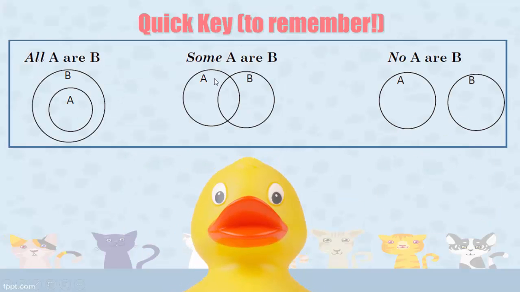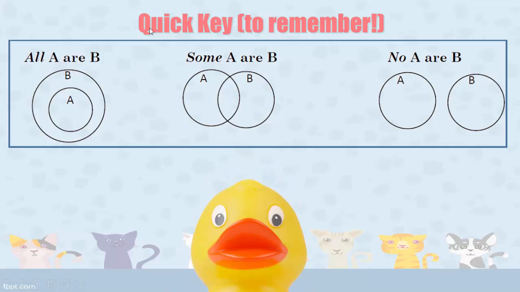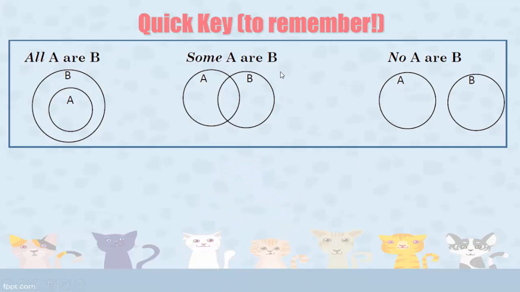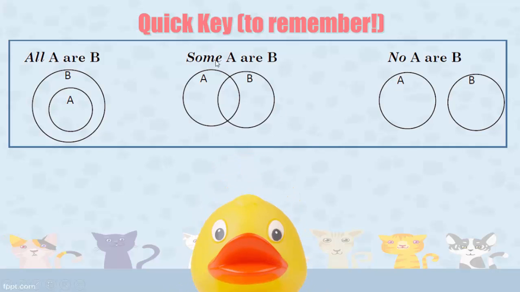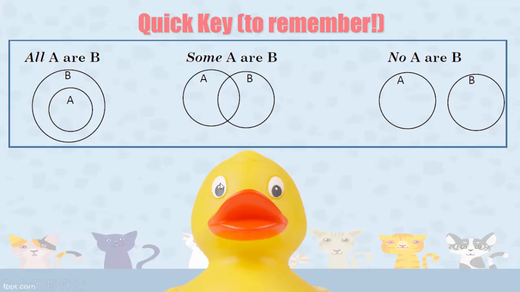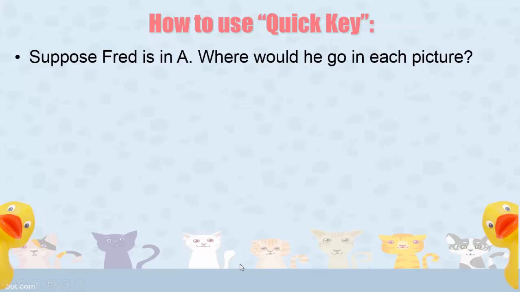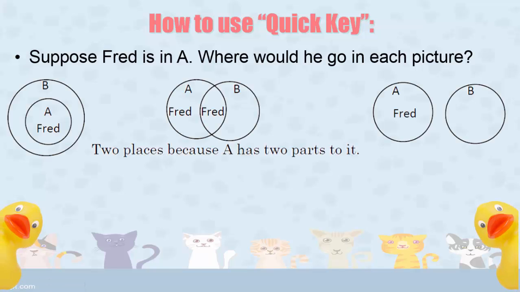So here is a little key to help give you hints on how Euler diagrams work. Here's the all statement, here's the some statement, some A are B, and then here's no A are B. Let's see how we could use our quote-unquote quick key. So suppose Fred is in A. Here's where he would go in each picture.